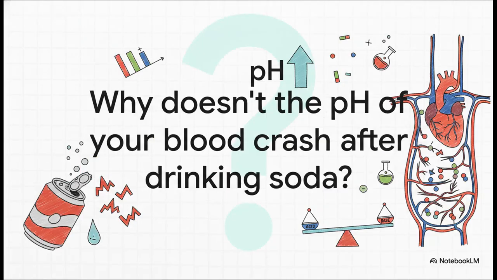So, here's our first clue. Think about it. A can of soda is just packed with acids, right? Carbonic acid, phosphoric acid. So when you drink it, you're throwing this big acidic punch at your body. Why doesn't your internal pH just take a nosedive into some dangerous acidic territory? I mean, it really feels like it should, but it doesn't. And that is our central mystery.